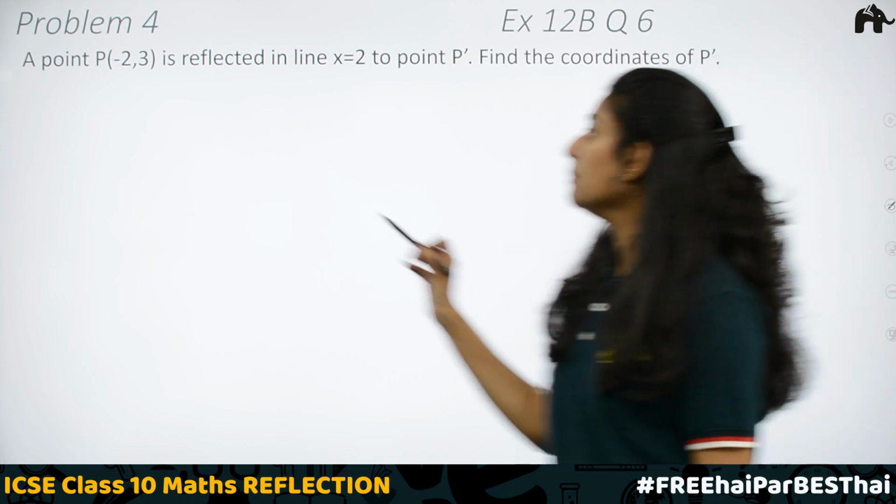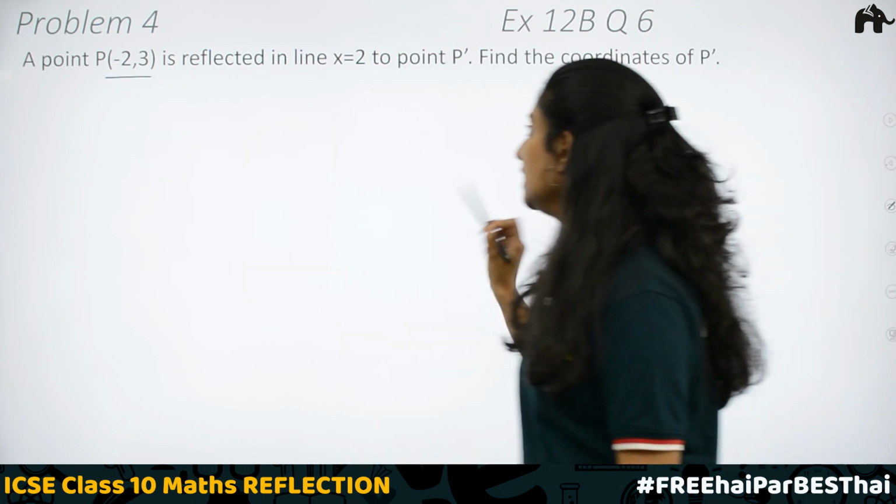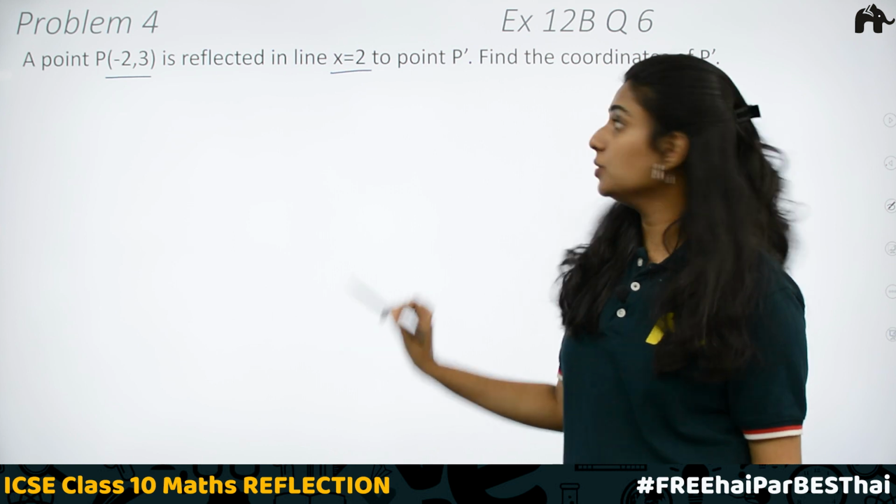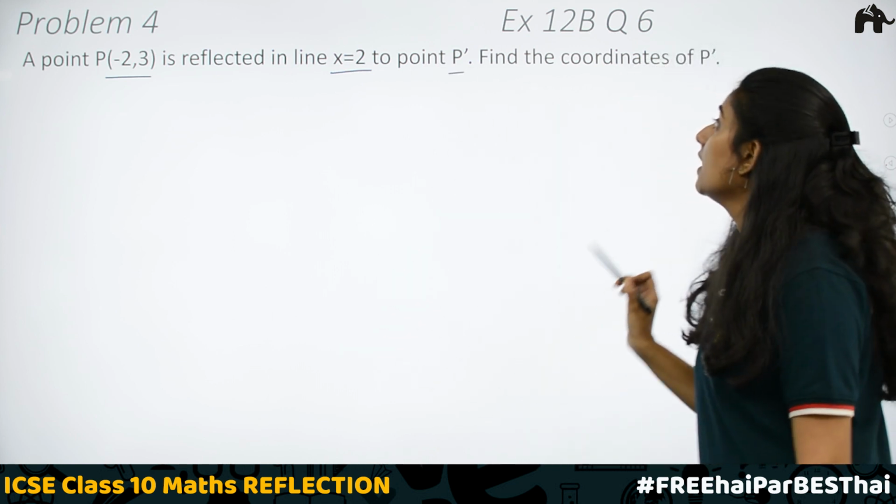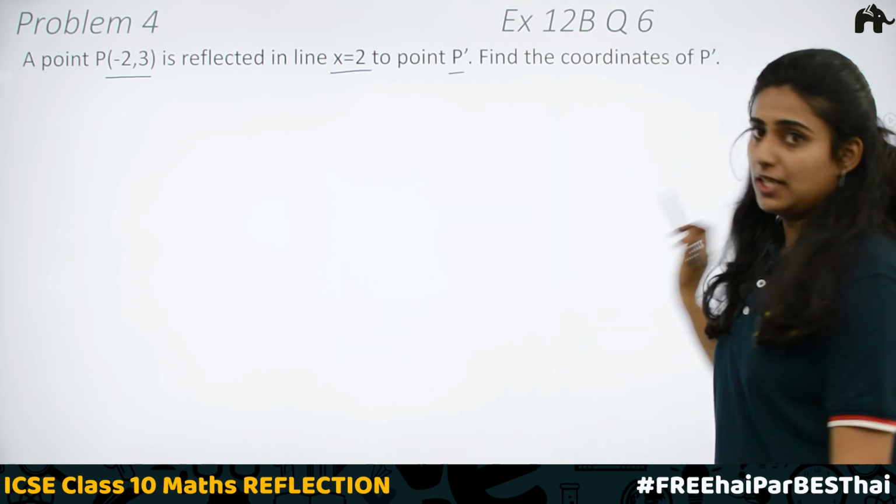Next, problem number 4, question 6 of exercise 12B. A point P (-2, 3) is reflected in the line x = 2 to point P dash. Find the coordinates of P dash.